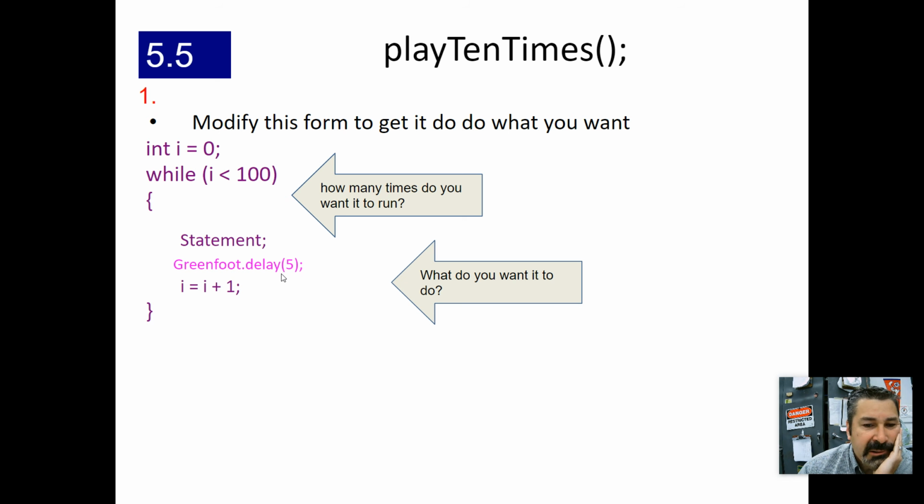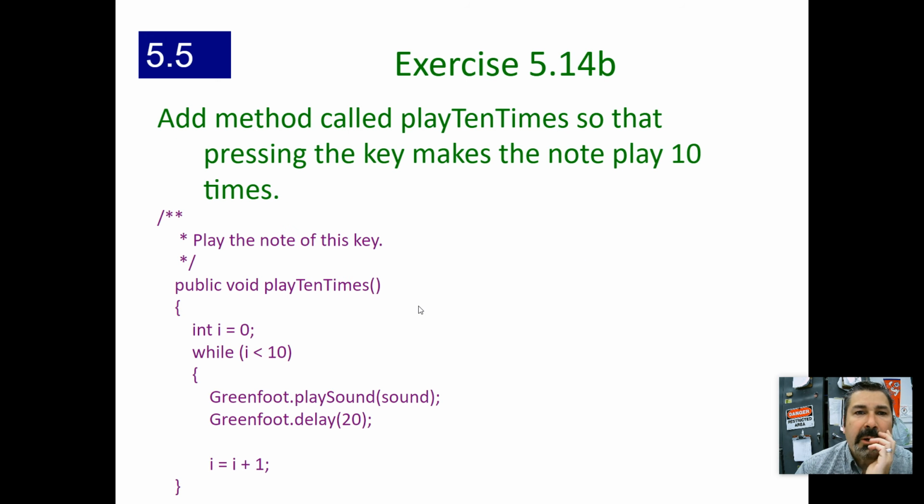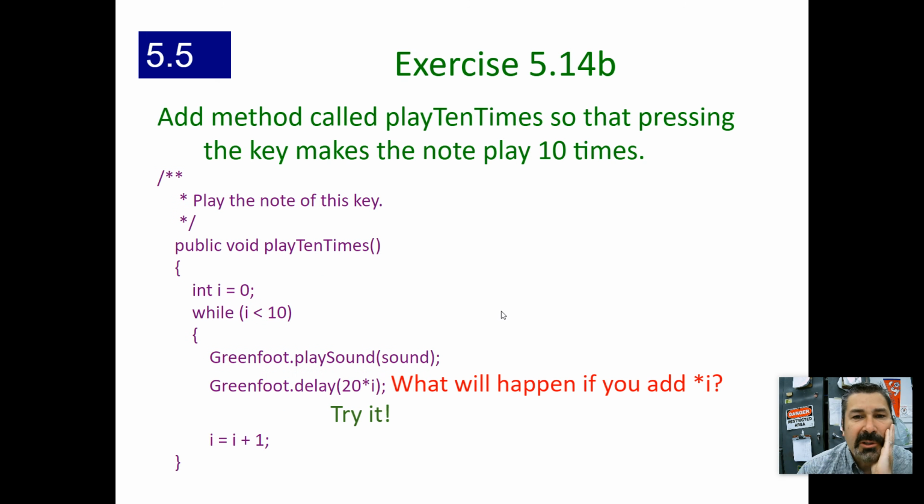Greenfoot.delay(5). It's going to slow it down, and then we're going to increment our local variable. Okay, so the idea here is to modify this to get it to do what you want it to do. Add the method called play 10 times, so that pressing the key makes the note play 10 times. So here's a good example of what it's going to look like.